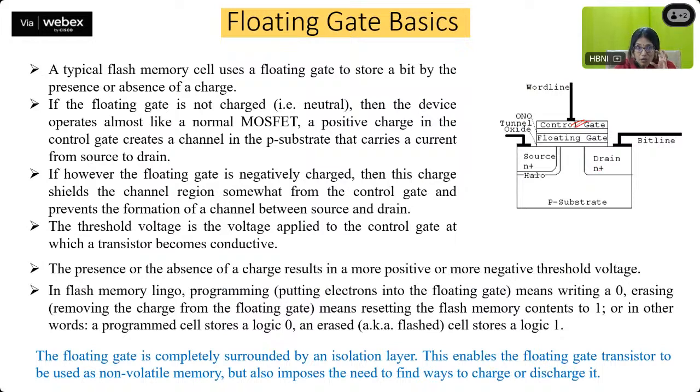In flash memory language, programming, putting electrons into the floating gate, means writing a 0. Erasing, or removing the charge from the floating gate, means resetting the flash memory contents to 1. Or in other words, a programmed cell stores a logic 0, and an erased cell stores a logic 1. You have to remember the floating gate is completely surrounded by an isolation layer. This enables the floating gate transistor to be used as a non-volatile memory, but it also imposes the need to find ways to charge or discharge it.